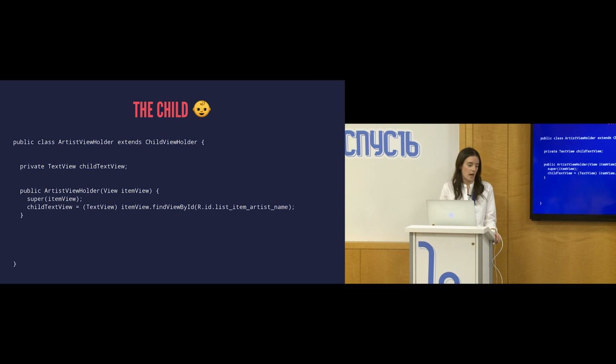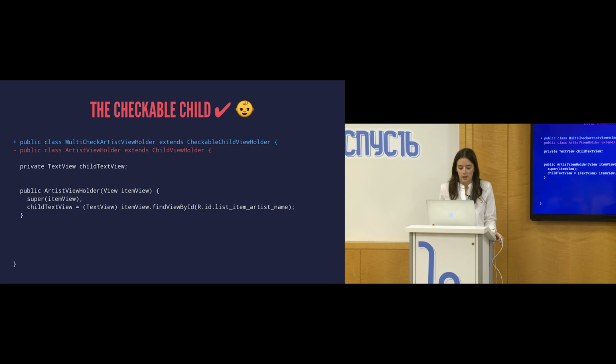This is our same old child view holder from before. That's why it's all in white. To make it work with our checkable library, instead of child view holder, it needs to extend checkable child view holder. Checkable child view holder is a subclass of child view holder, but it needs to know about the view that is being checked. So it needs to know about a particular view that implements checkable. So there's a method that you have to override here, which is called getCheckable.